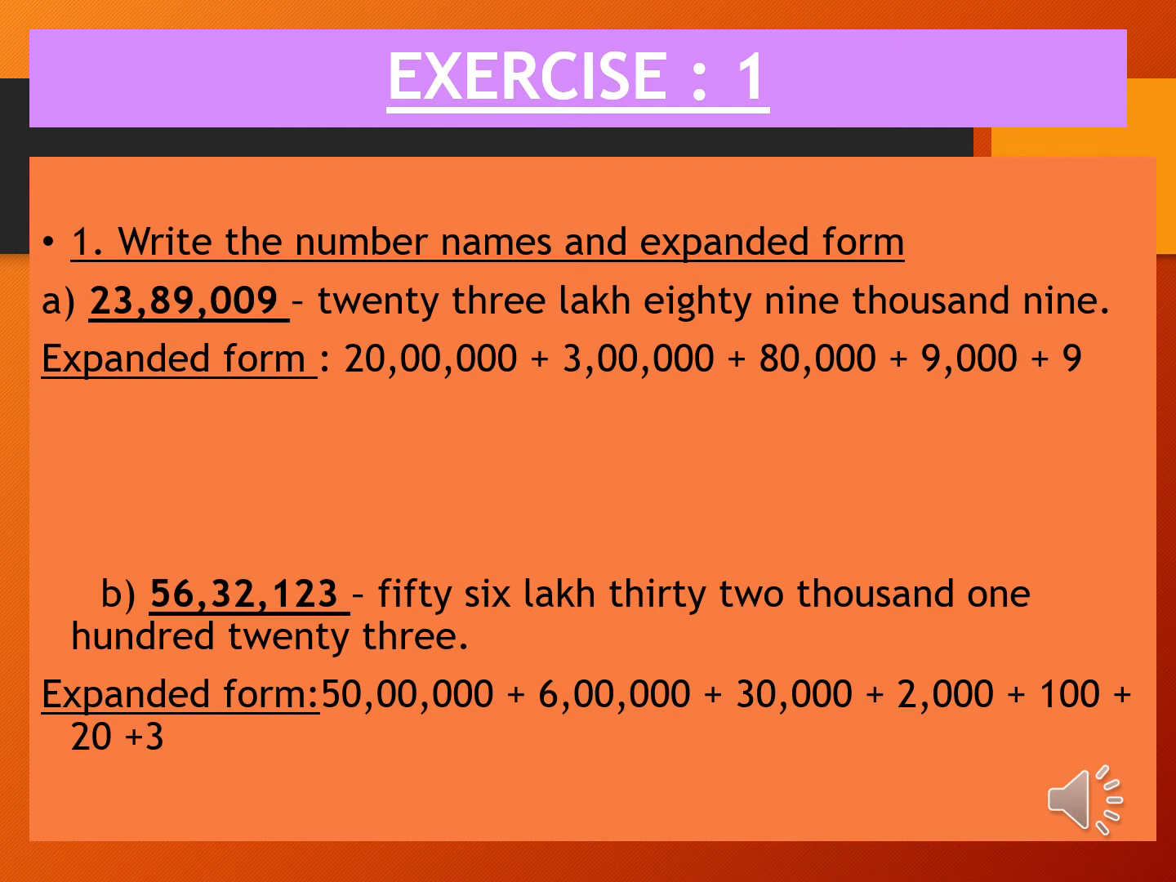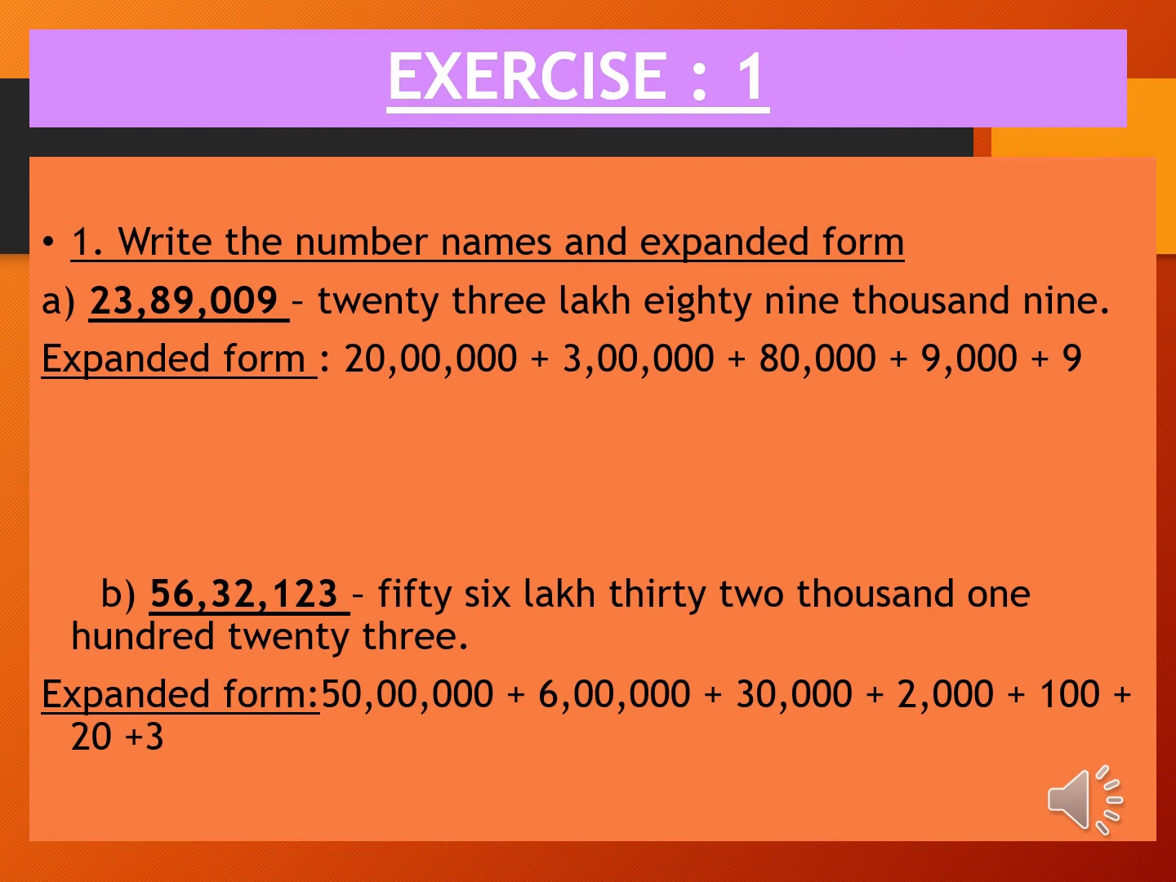In that number, 2 comes under 10 lakhs position, so we want to write 20 lakh. And 3 under lakhs position. And 8 under 10,000s place. And 9 under thousands place. And under hundreds and tens position only zeros. And under ones place 9. So we want to write the number in expanded form as 20 lakh plus 3 lakh plus 80,000 plus 9,000 plus 9.